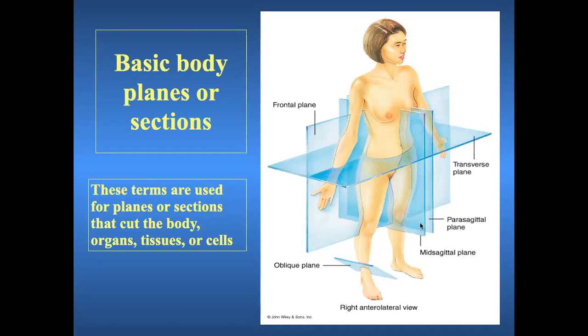Clear? Then if you're going a bit lateral to the midline, now these two words are important, medial and lateral. What is medial? What is lateral? Medial means the ones which are coming towards the midline. For example, the nose is medial to the eyes. Eyes are lateral to the nose. I hope I'm clear now.